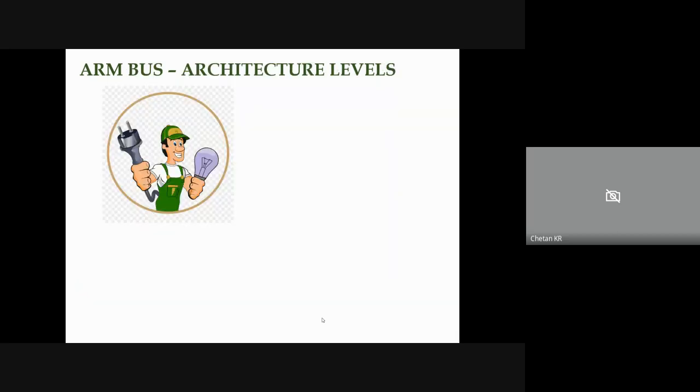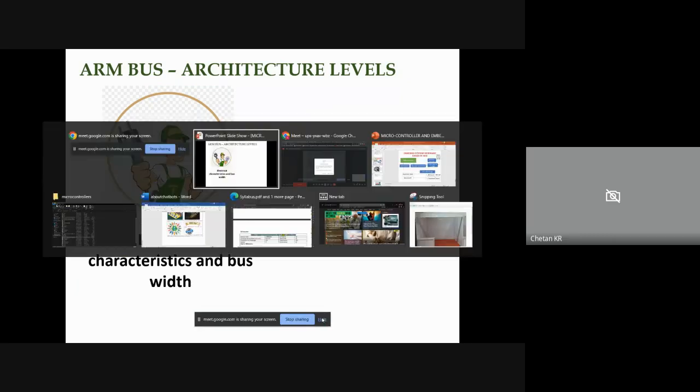Now, what are the different levels of architectures we have in ARM bus? The first architecture is the electrical architecture. The levels means how you can express the ARM bus architecture. The first one with respect to which you can explain the ARM bus architecture is electrical level. Electrical level means what are the electrical characteristics of the bus, means how much data it can transfer and other things.